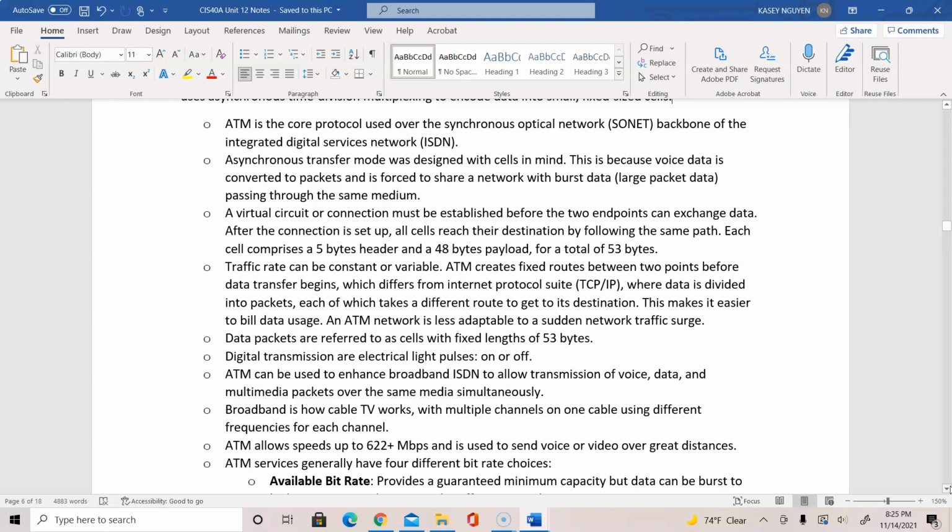packets, or it can be adapted into the broadband cable television network or using multiple channels with different frequencies on each channel. It would allow speeds up to 622 plus megabit per second, sending voice and video over great distances.